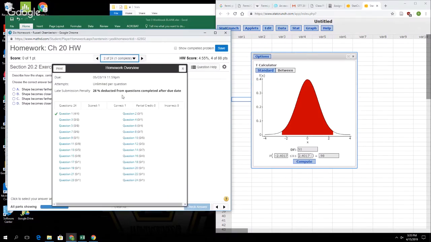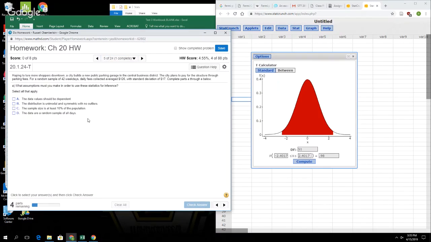Let's do a couple more. This one. Okay, so we're building a parking garage. This is about the city figuring out their income from this parking garage, basically. So, a random sample of 42 weeks with a standard deviation of 17. And let's complete parts A through E.